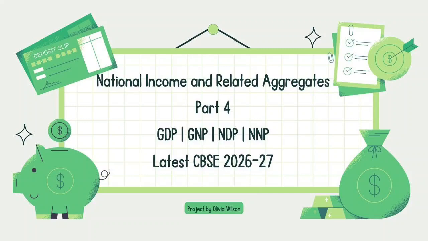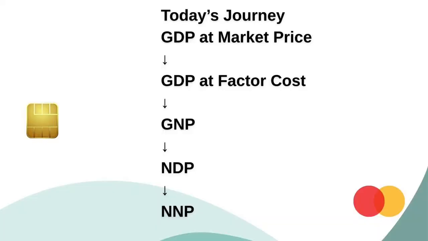So far we have learned the basic concepts, factor income, domestic territory, gross and net concepts, and market price versus factor cost. Now we are entering one of the most important sections of the chapter, basic aggregates. Many students think GDP, GNP, NDP and NNP are difficult, but by the end of this video you will understand exactly what each term means and how they are interconnected.